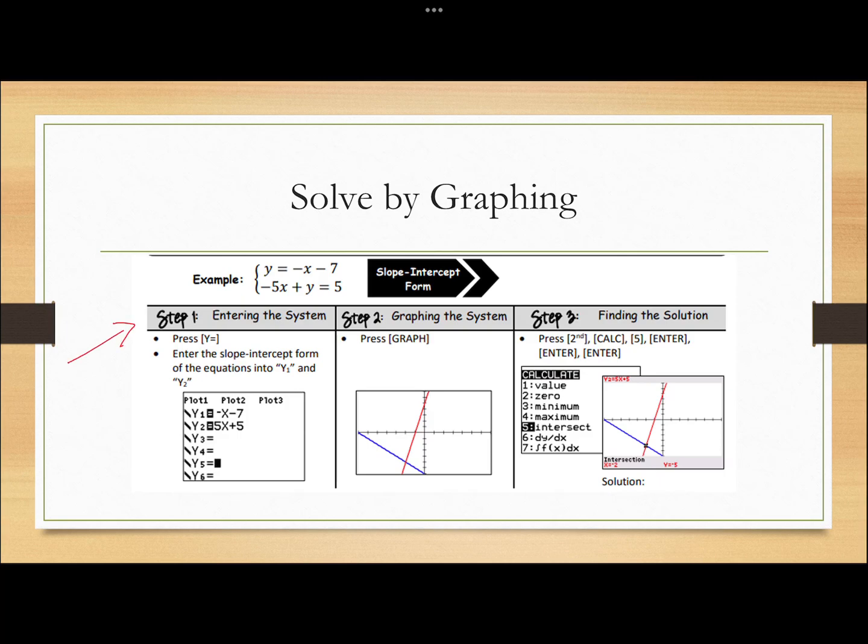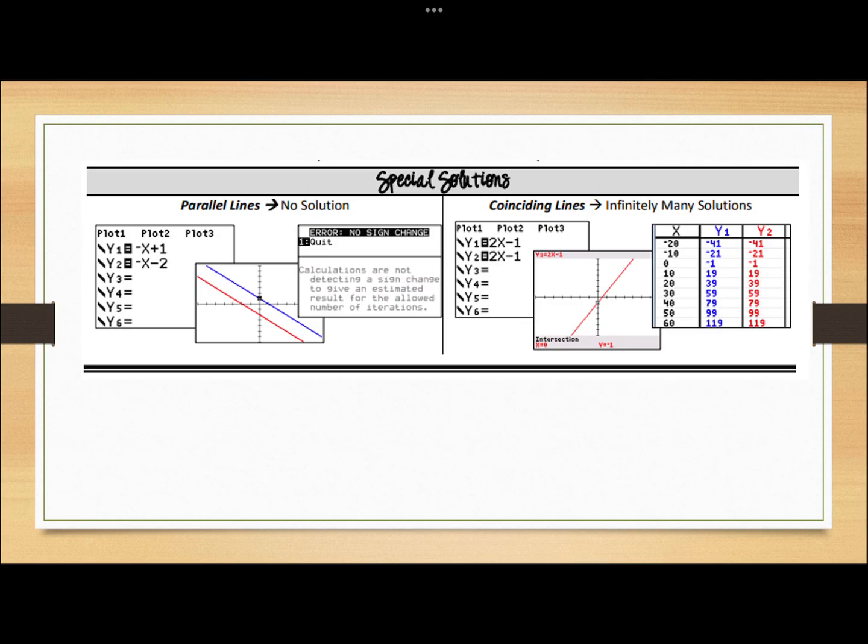Step one, entering them in. Make sure first your equations are in slope-intercept form. So our first one is y equals negative x minus 7. For our second one, I would need to put it in slope-intercept form to make it y equals 5x plus 5. So I enter them in, I graph them, and then we go through this part. So make sure that you can work through this example and get your answer down here at the end. Then work some on your own for what we're doing, but here is a couple other options.